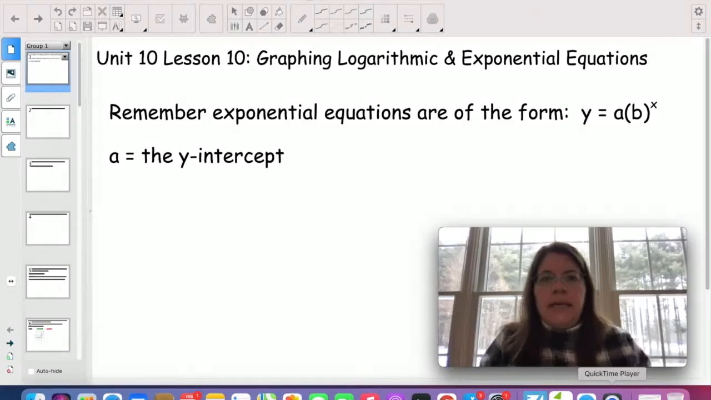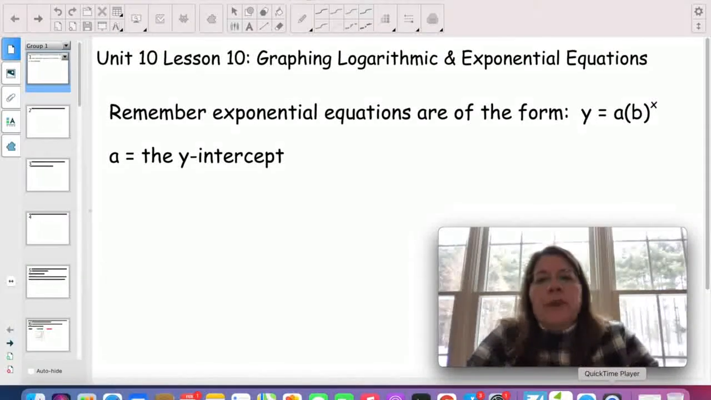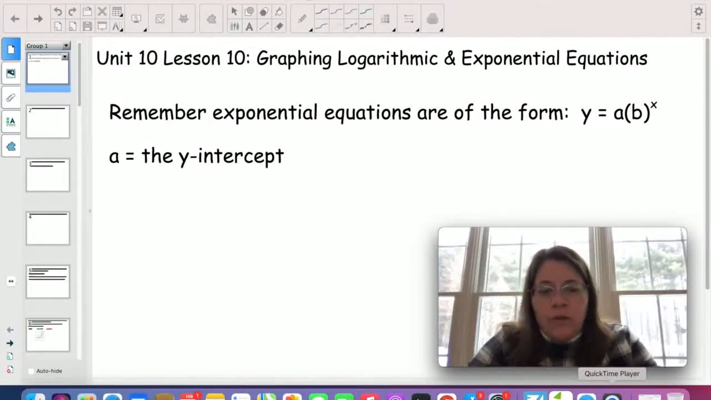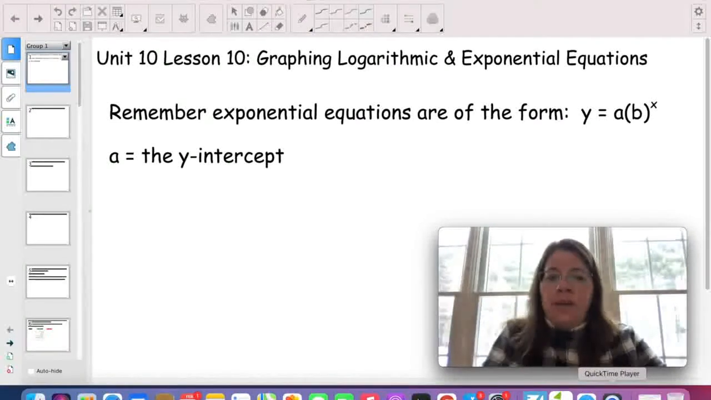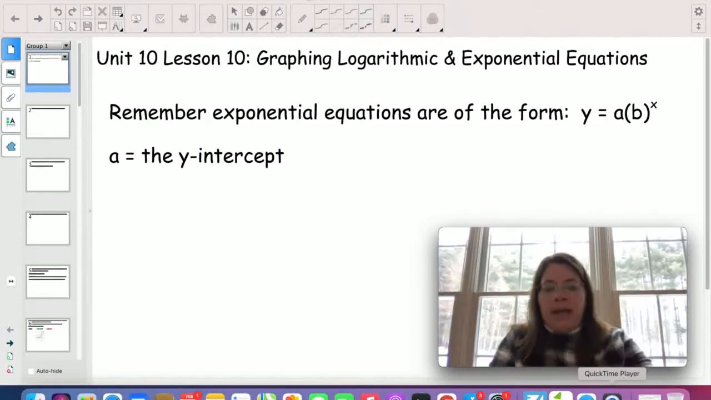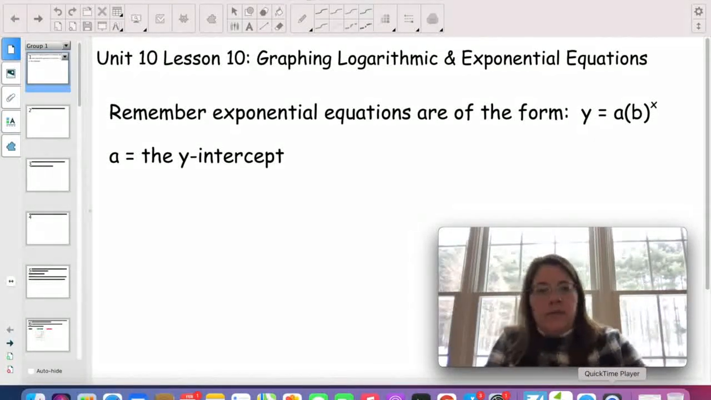This is Unit 10, Lesson 10, Graphing Logarithmic and Exponential Equations. In this section, we're going to talk about what logarithmic and exponential equations look like and the transformations on their graphs. The transformations are going to be very similar to what we did with transformations of all the different other types of equations that we've done, like quadratics, square root functions, and things like that.